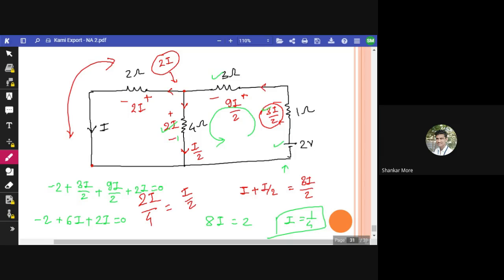I hope it is clear for everyone how we calculated i, right? Before moving to the next topic, please give your confirmation that you don't have any doubt in these two topics or in these two examples that we solved.